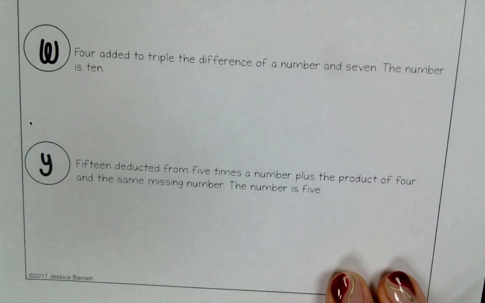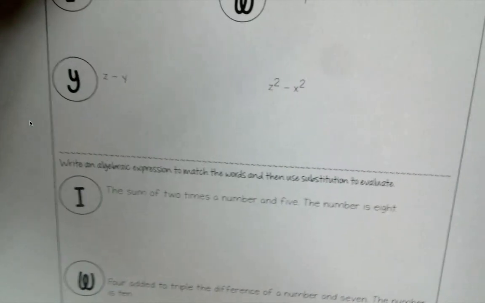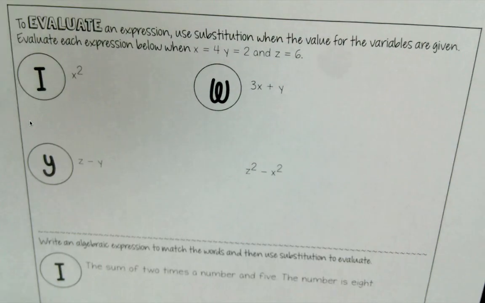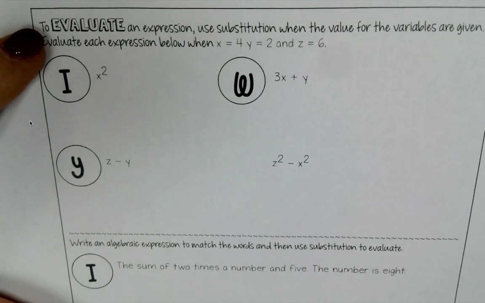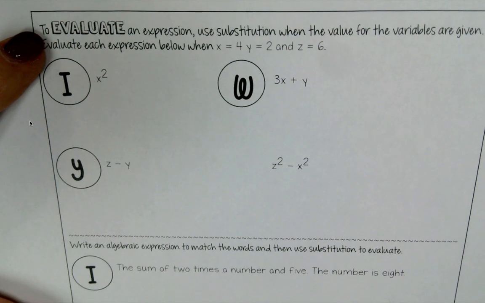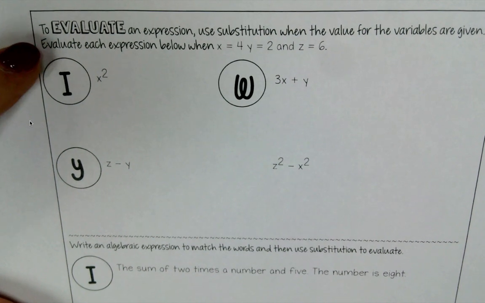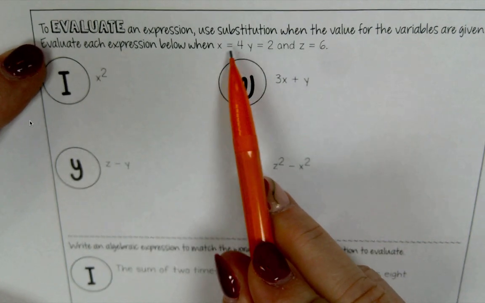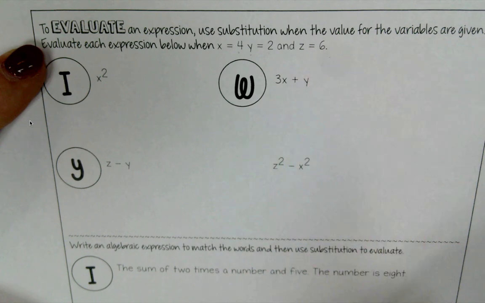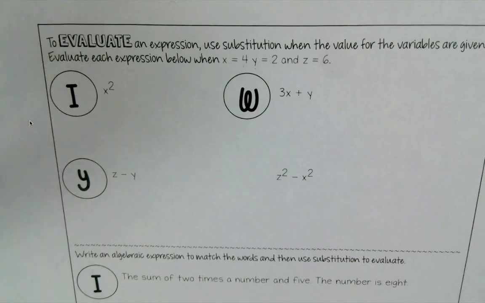Move on to the next one. But now we're going to look at this right here. We're going to evaluate, meaning to solve. So to evaluate an expression, use substitution when the values for the variables are given. Evaluate each expression when x equals 4, y equals 2, and z equals 3. So you have learned order of operations. And now we are combining that skill with algebraic expressions, and we're giving values to our variables.